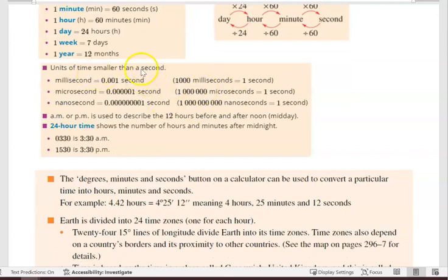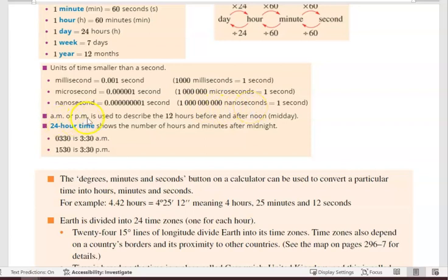If we get smaller than a second, a millisecond is 0.001 of 1 second, meaning there's 1,000 milliseconds in a second. It's probably an easier way to think about it. A microsecond, there are 1 million microseconds. Imagine being that accurate. And 1 billion nanoseconds in 1 second.